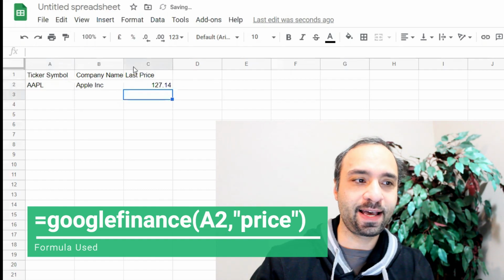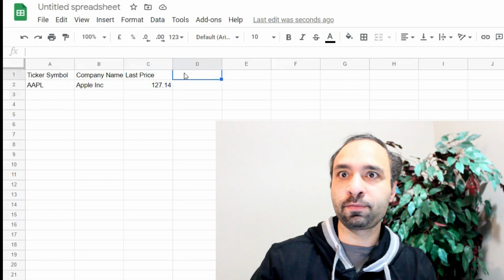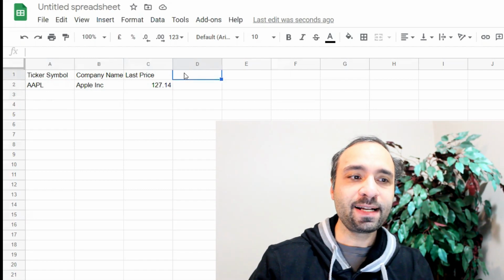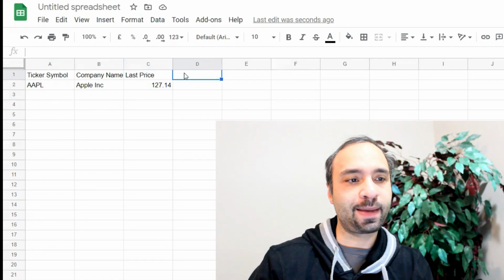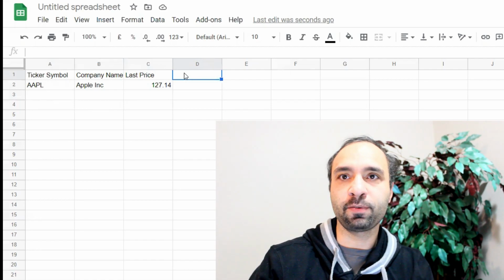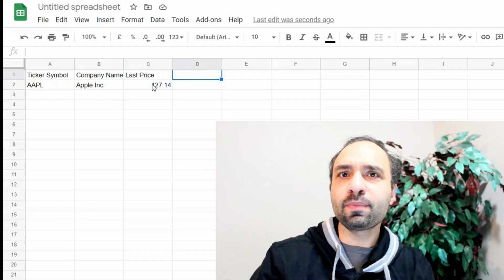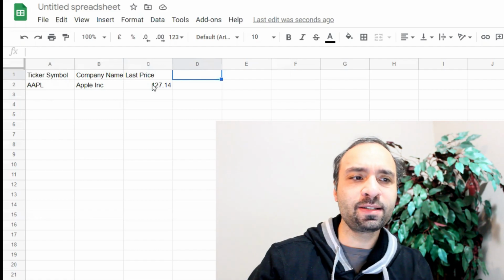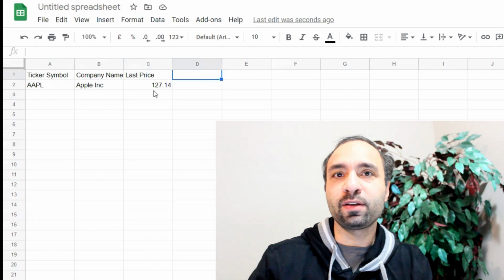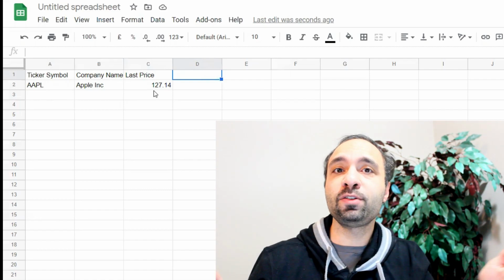There you have it. This is the last trading price for Apple, right? So so far we're off to a great start. Next, let's continue this momentum and get some other information. I'm actually interested in what this price is compared to the 52-week high and 52-week low.